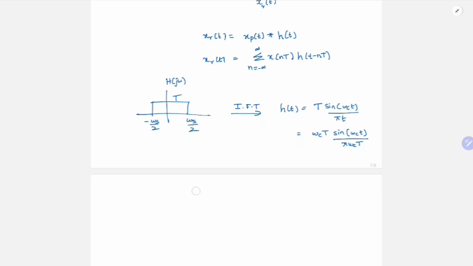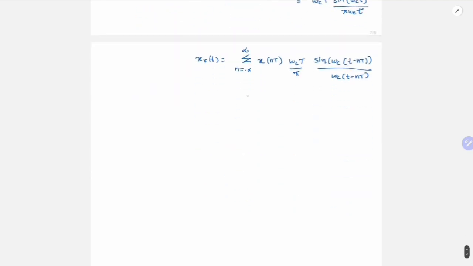So if I try to substitute it back here, I'll get xr of t is summation n equal to minus infinity to infinity x of nt into omega ct by pi into sine of omega c into t minus nt by omega c into t minus nt, where this is small t. So this is just a shifted version of sinc. So my sinc, how will it look like? It will look something like this. It's a dying down sine waveform.